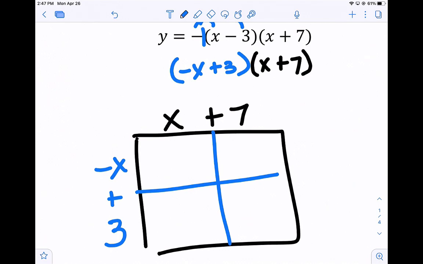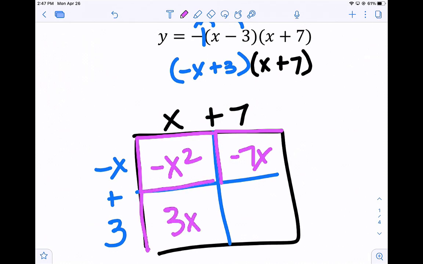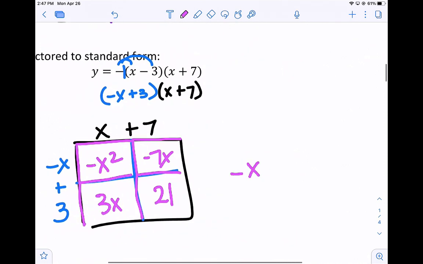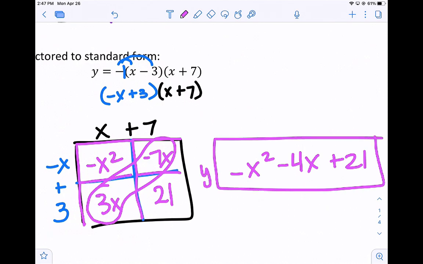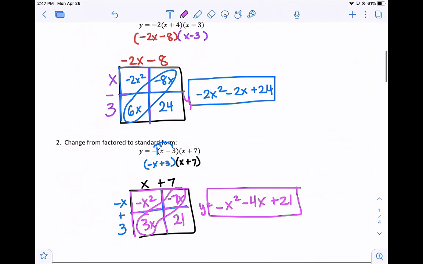All right, let's find the area of each part. So the first one is x times negative x, which is negative x squared. 7 times negative x is negative 7x. x times 3 is 3x, and 7 times 3 is 21. So our final answer is negative x squared minus 4x, because we're combining the 3x and the minus 7x, and the 21. And there's our answer. I should put my y equals here for both of these as well.